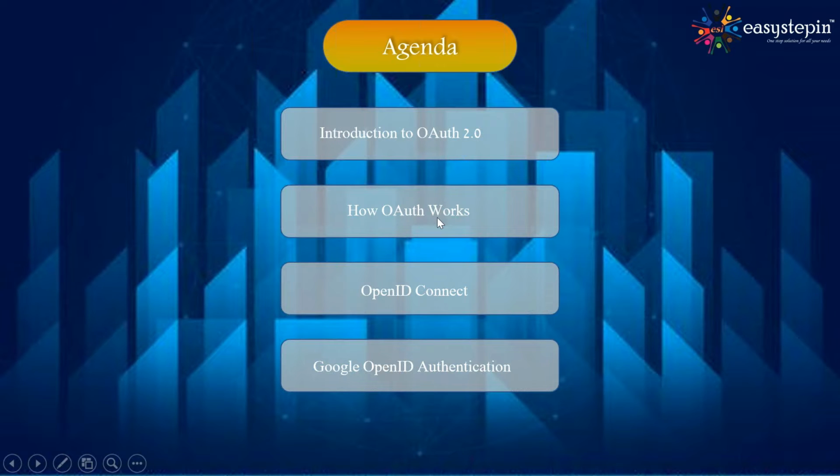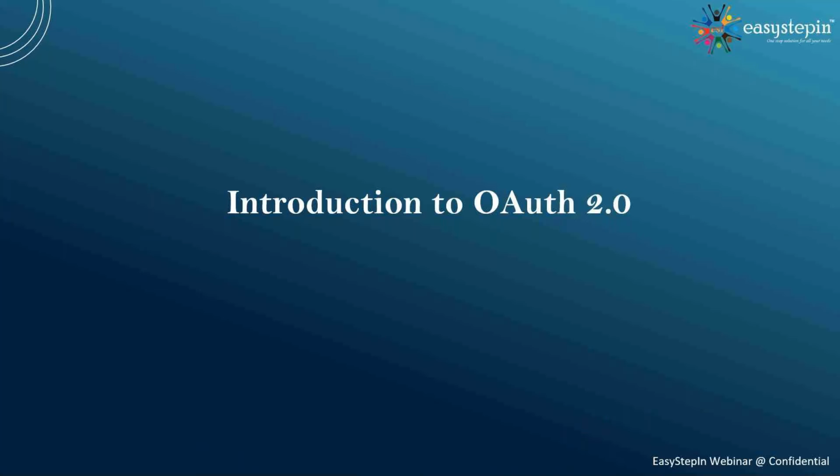We shall then discuss how OAuth works, the different OAuth flows with examples, what is OpenID Connect, and we shall then implement the same in Boomi using external authentication type OpenID. Right? So let's first start with OAuth 2.0.